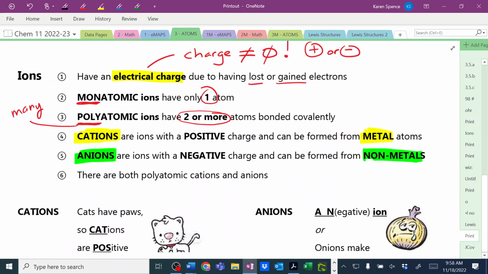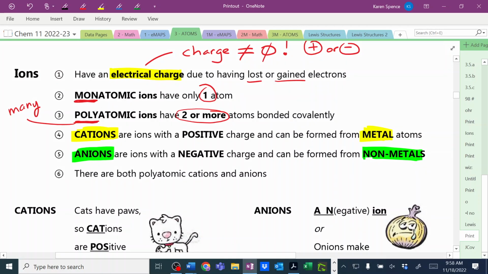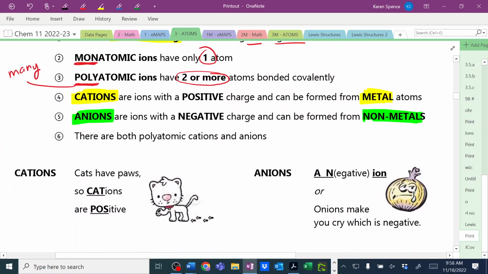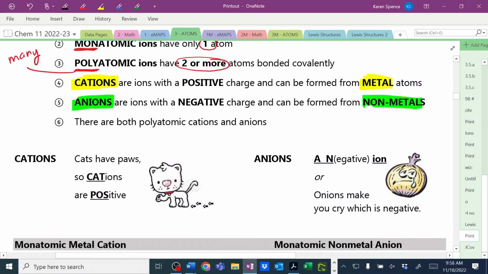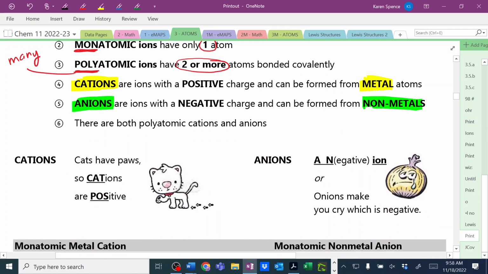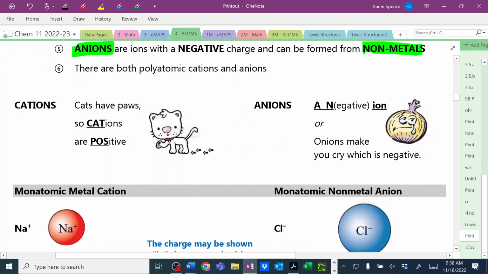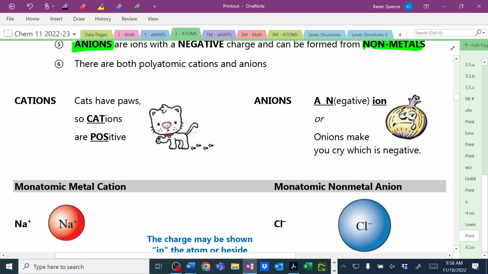In our next unit, you will get a chart that tells you the identity and the name of all of those. If you have trouble remembering, of course, here's our cute little cat. Cats have paws, so cations are positive. Negative ion, anions are negative, or onions make you cry, which is negative. I was just so happy to find a crying onion. It made me so happy I had to stick it in there.